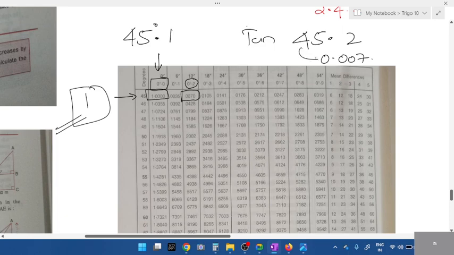This is when we use 45.2. If they ask 45.5, what's the answer for 45.5? You have to consider it like this: 0.0176. This is the answer. Is this clear? Did you all understand?